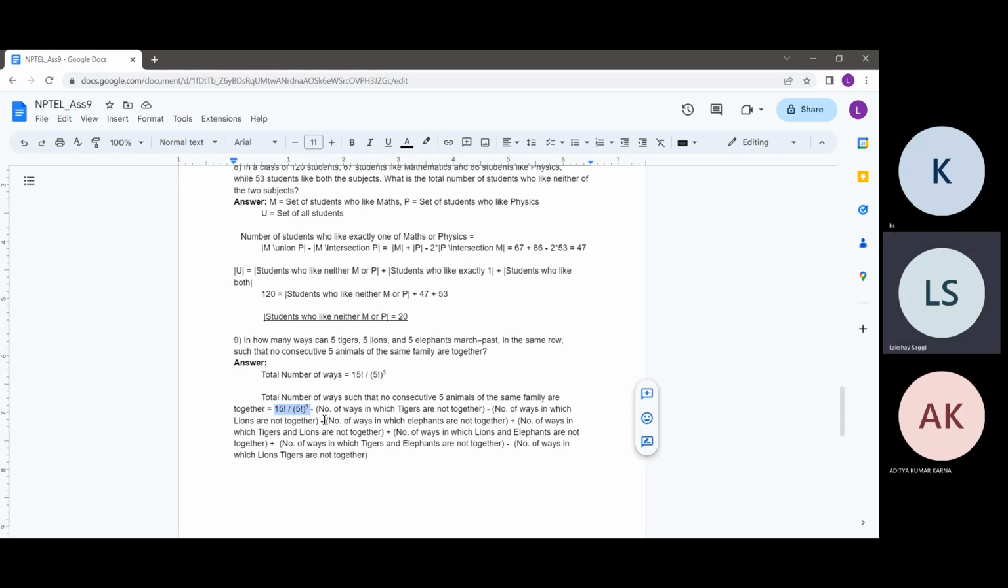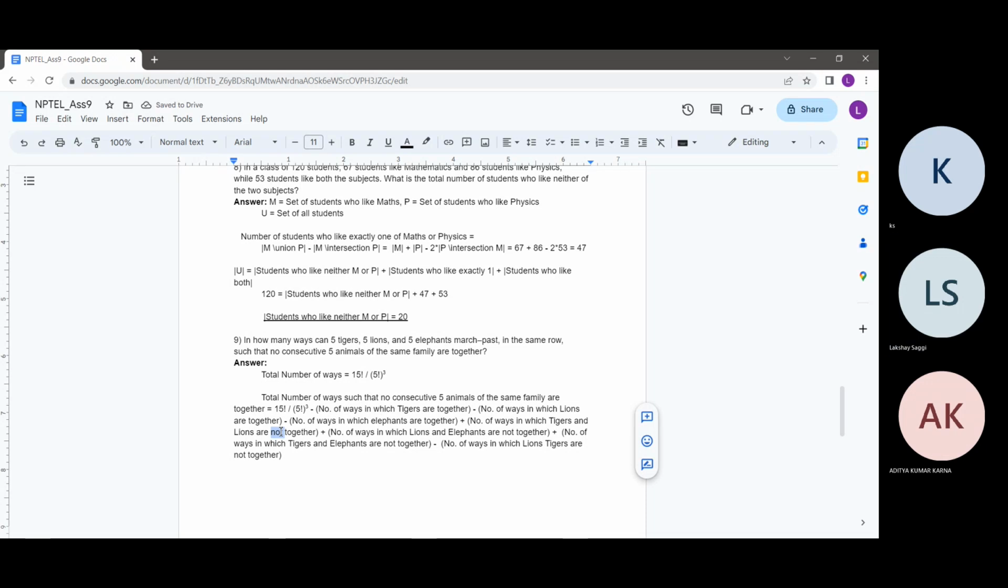So from this 15 factorial by 5 factorial cubed, I'll be reducing the number of ways in which tigers are actually together. Because this 15 factorial minus this number will correspond to the number of ways in which tigers are not together, and that is what I precisely want to calculate. Similarly, lions are together and elephants are together, in which tigers and elephants are together. They are not together with each other, but this means that tigers are together amongst themselves, like the five tigers are together and the five lions are together. But this doesn't necessarily mean that these five tigers and five lions should all be together with each other.